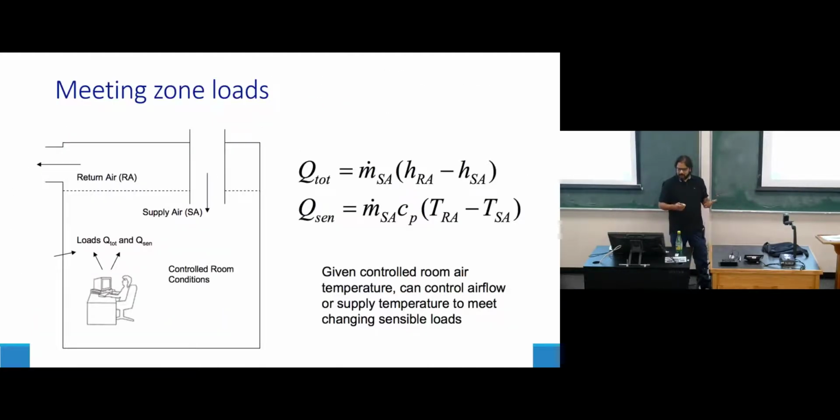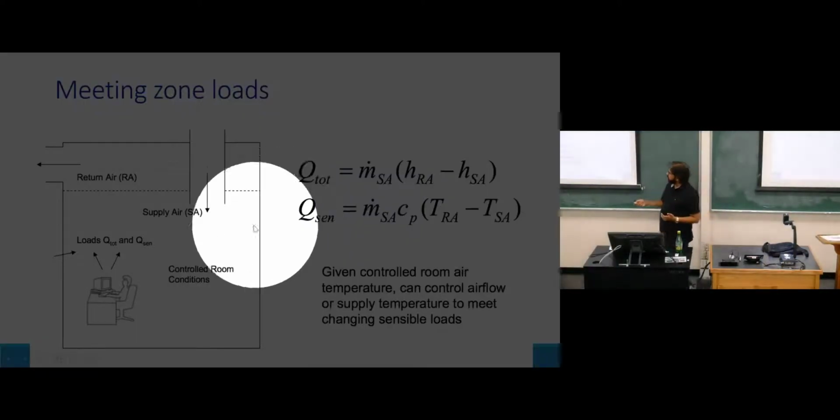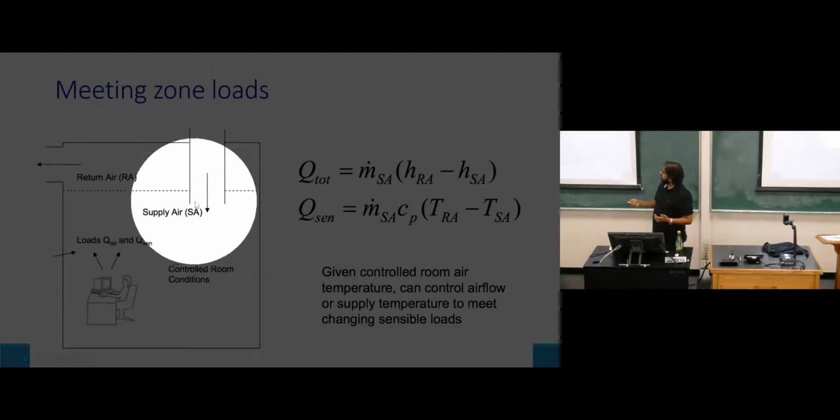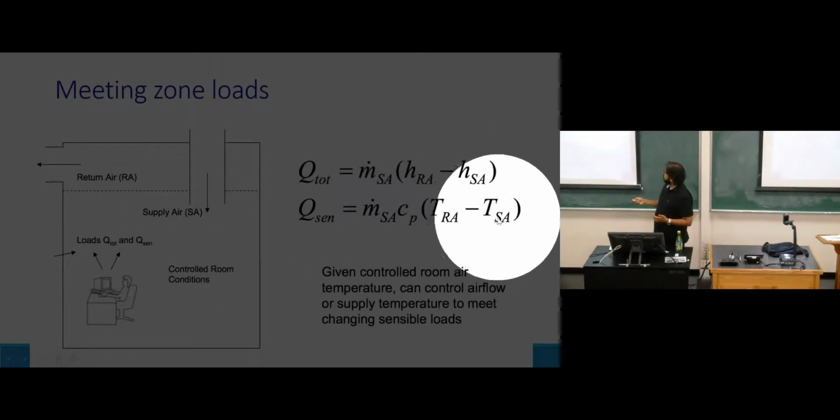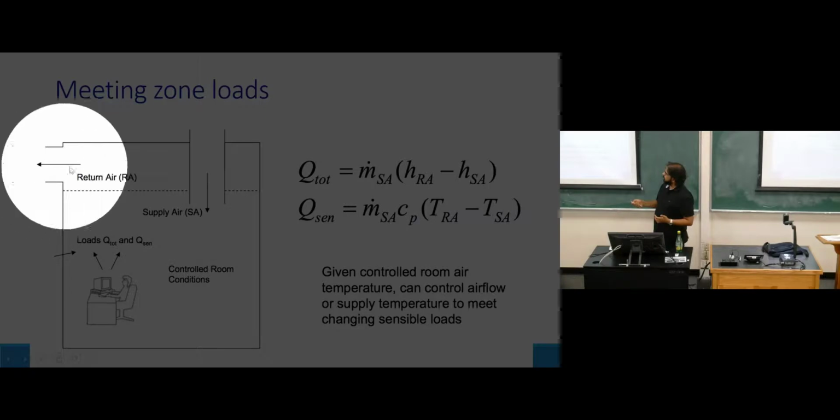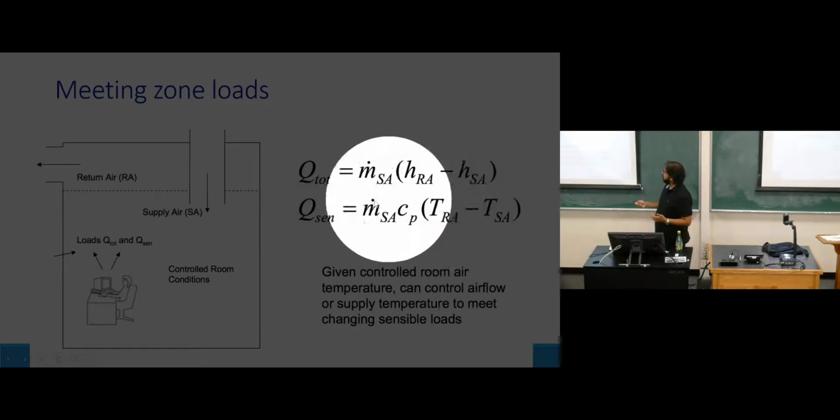So let's talk about something which occurs at the zone level now. We haven't really described that. So this is the first equation of the day. And don't worry, you don't have to remember this. We will understand this next week when we try to model stuff. But essentially, what is happening in the zone is you have supply air coming in at, say, temperature T supply air, and you have return air going out at, say, temperature T return air.